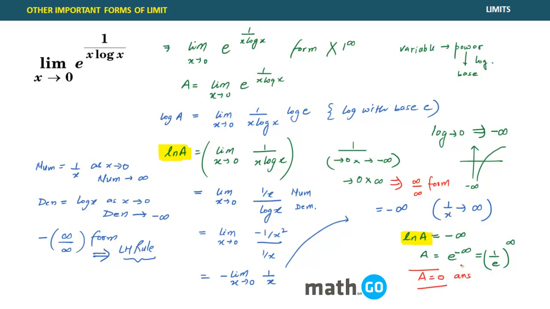Rewatch the video for this particular question. Very important problem. There is something where variable is in the power, then you will have to take log to solve the particular limits problem. I hope this question is clear now.